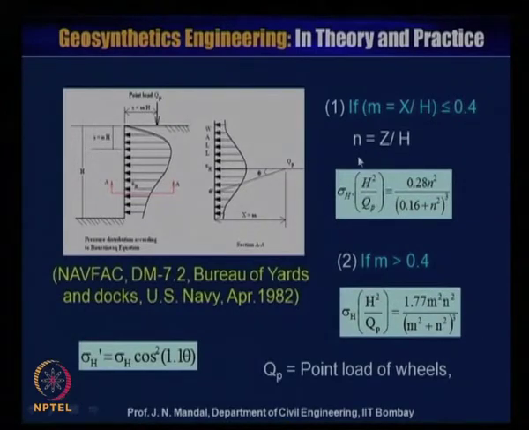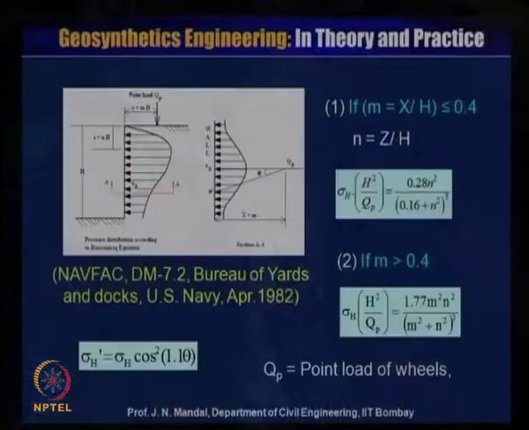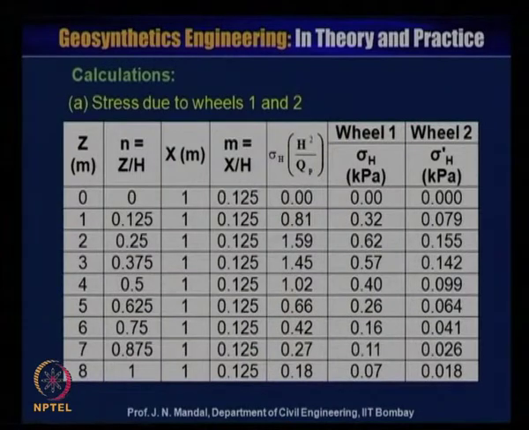Similarly, you can calculate n. So, you know at what depth you are considering z, and you know h is equal to the height of the wall. So, first of all, you should calculate what m and n are, and then you check whether the m value is less than or equal to 0.4 or greater than 0.4. Depending on that, you can select which sigma h value you can calculate. So, this you should know.